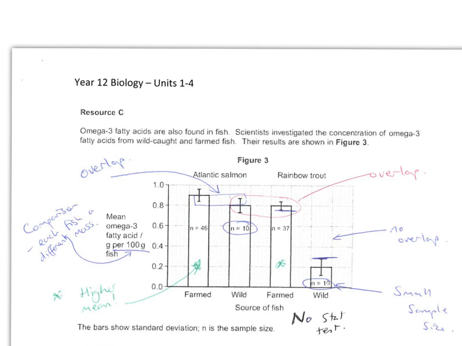Another point on standard deviation bars, what does the standard deviation bar show? Well, standard deviation shows the spread around the mean. So you can see here, this is the smallest spread around the mean, so for this set of data, more of the rainbow trout have omega-3 values that are closer to the mean. There's less spread around the mean, there's less variation in that sample.